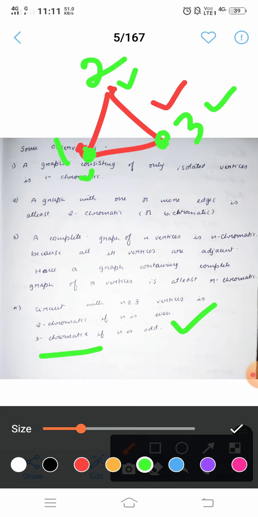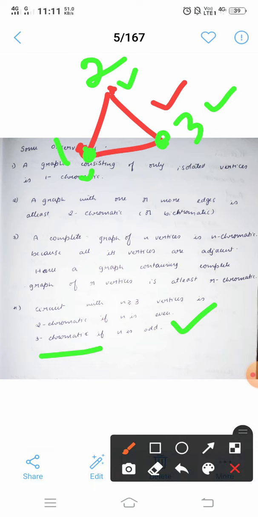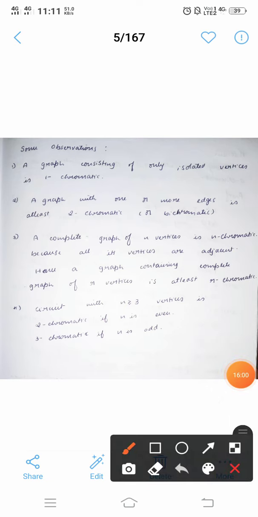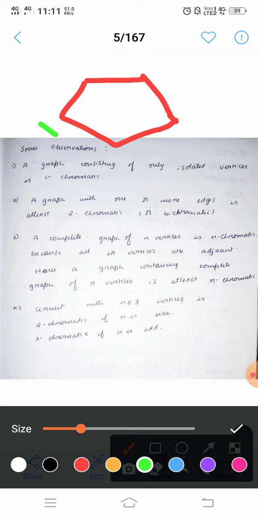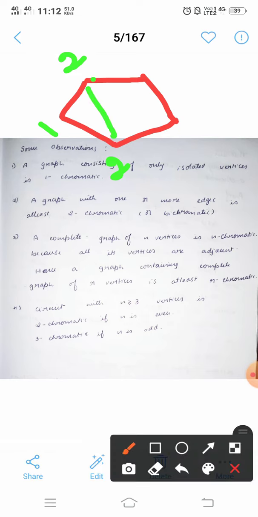Next we'll take a circuit with 5 vertices, which is also odd, right? I'll number this circuit 1, 2, 3, 4, 5. Vertex 1 gets color 1. These two are adjacent, so the next gets 2. The next vertex is not adjacent to the vertex colored 1, so I can take 2.